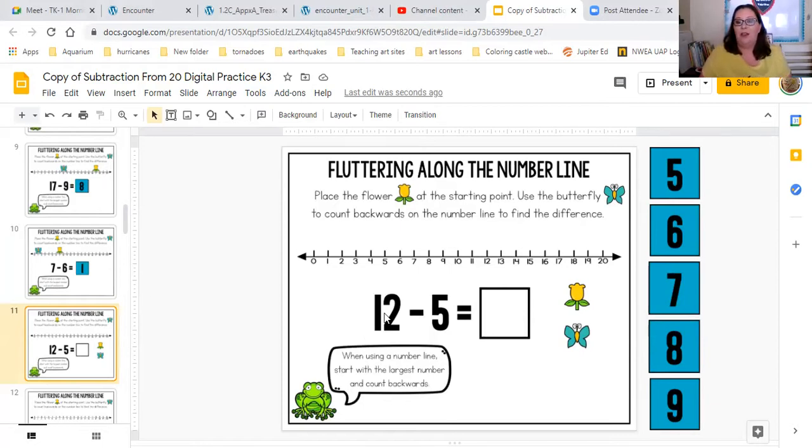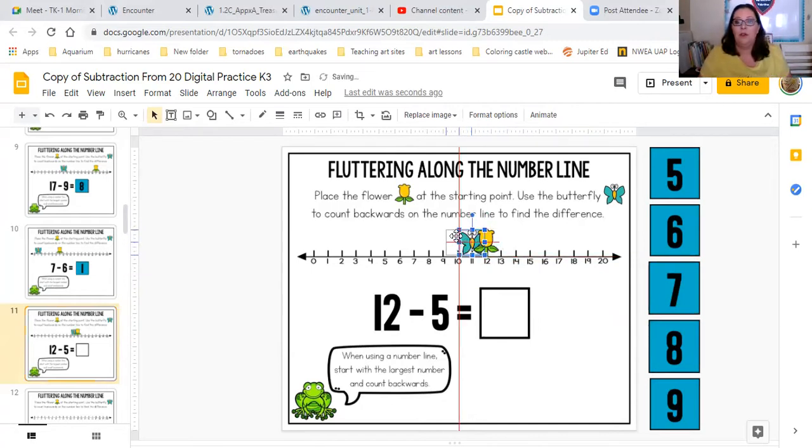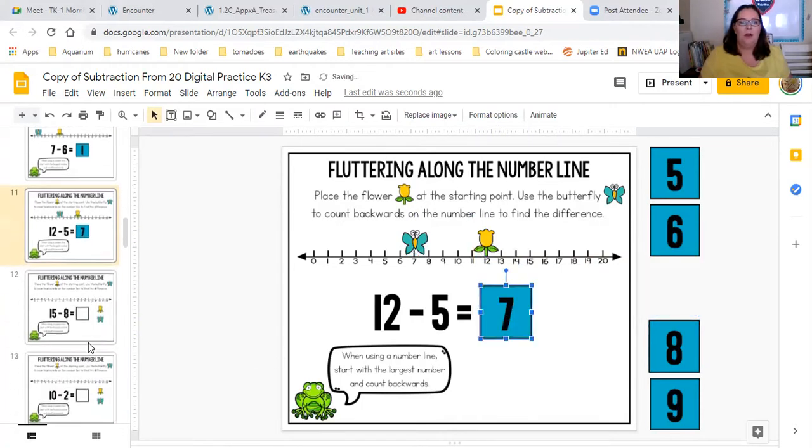All right, here we've got 12 minus 5. Let's put our flower on the 12, and then we're going to use our butterfly to count backwards 5. 1, 2, 3, 4, 5. We land on 7. Awesome. All right.